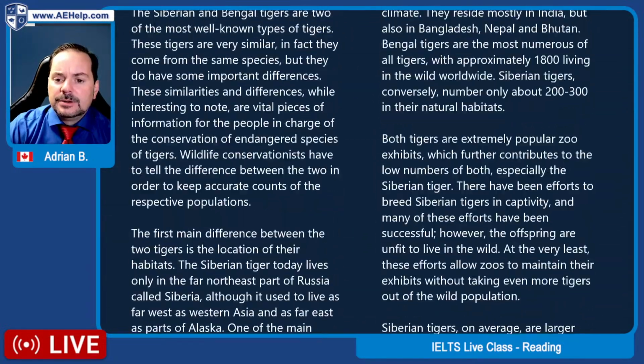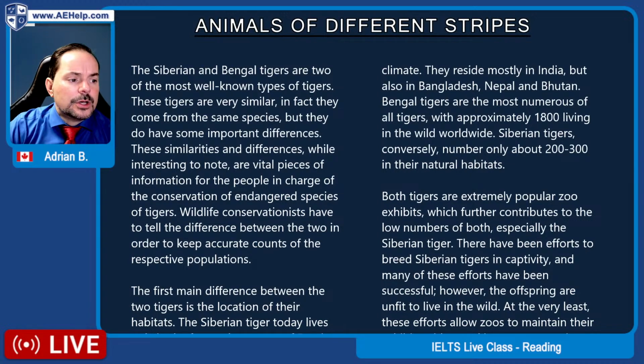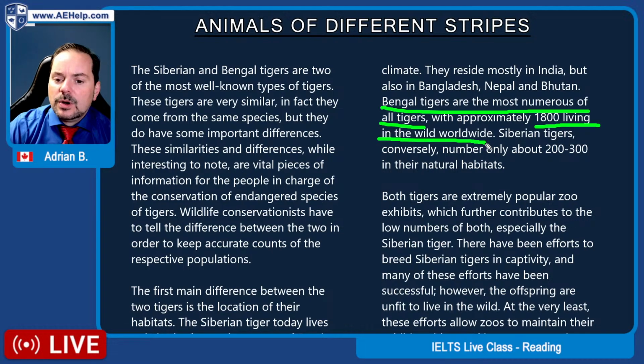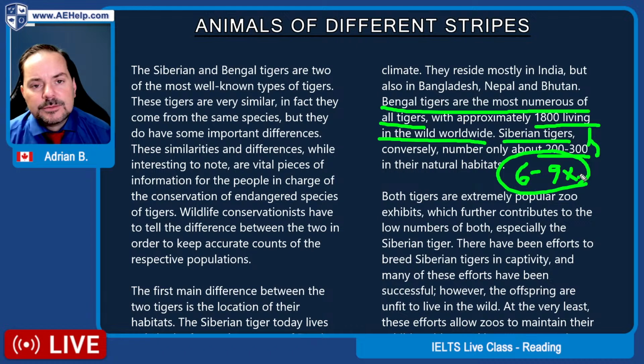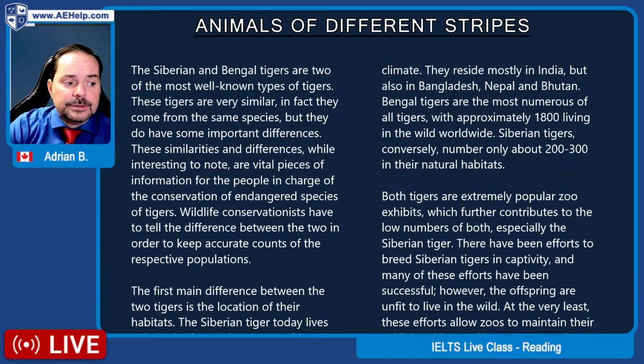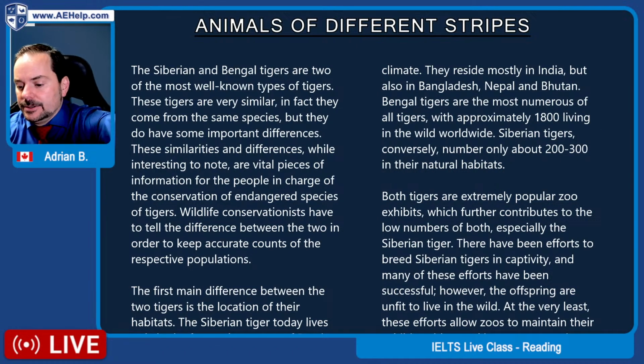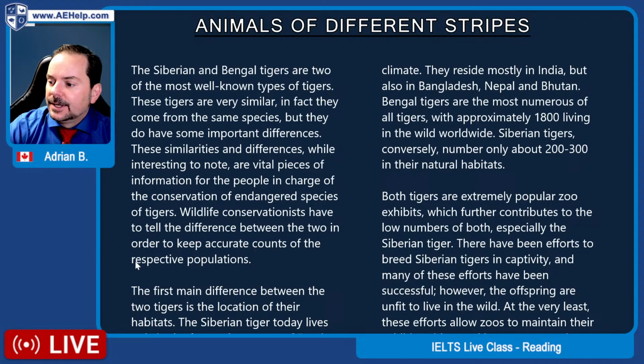And it was somewhere right in the beginning there, right? So here it says, Bengal tigers are the most numerous of all tigers, 1,800 living in the wild. And then Siberian tigers number only 200 to 300. So there's 6 to 9 times more. And when I'm reading that, I do that math. So I think about that. I'm like, okay, that's a lot more. That's like 6 to 9 times more, right? And that's why I remember it, because I'm actively reading, right? Okay, everybody sees that?